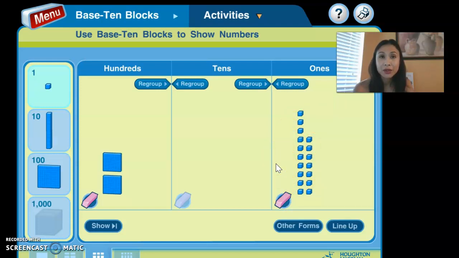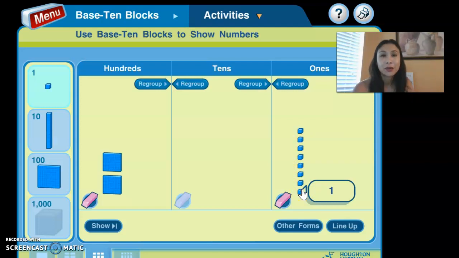Do you remember how many ones we're going to take away? Go back and look at the number. 39. If you were to decompose the number 39, it is made up of 3 tens and 9 ones. So we're going to take away 9 ones. All right, here we go. 1, 2, 3, 4, 5, 6, 7, 8, 9. All right, let's see, how many do we have here? 1, 2, 3, 4, 5, 6, 7, 8. We have 8 ones left.